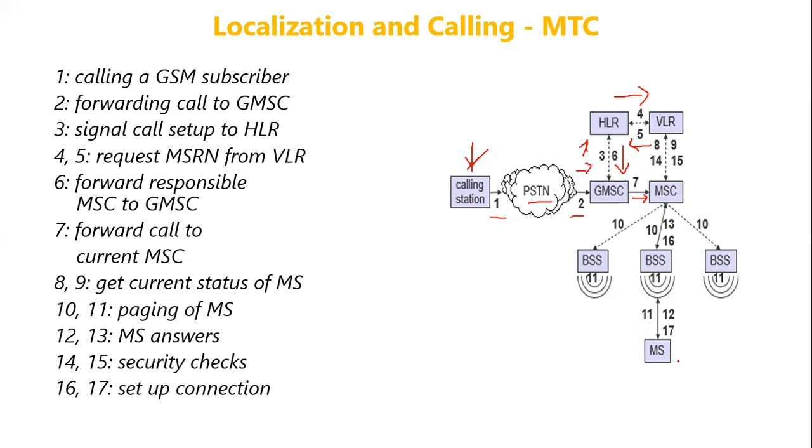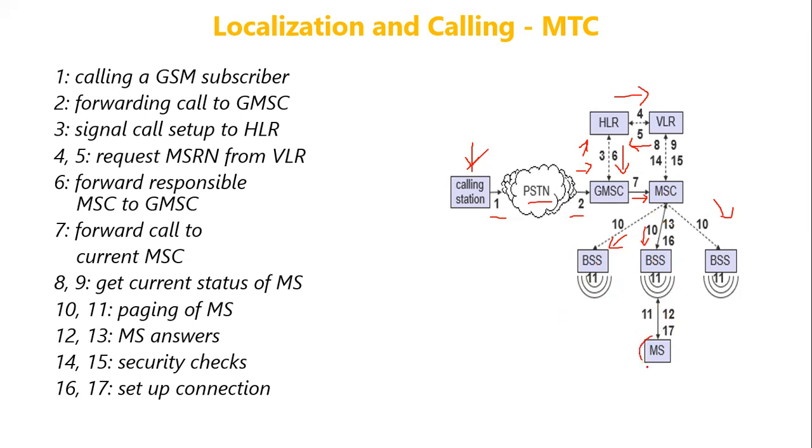Okay. Now the MSC, not mobile station. So GMSC places a request to MSC to connect with the mobile station. Now the MSC will place a request to all its BSS through step 10. And all the BSS will in turn communicate with their respective mobile stations.